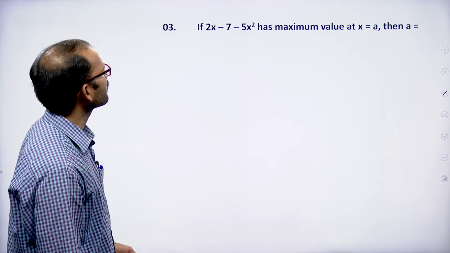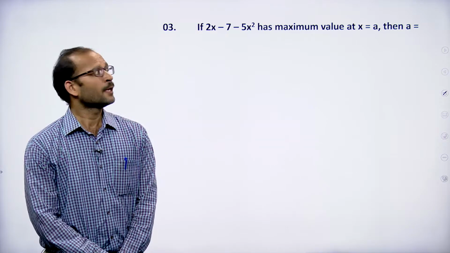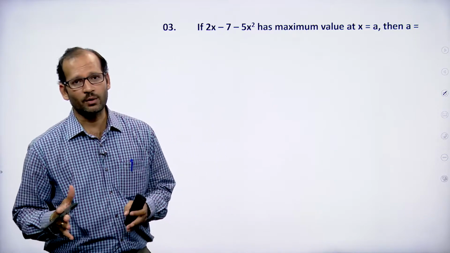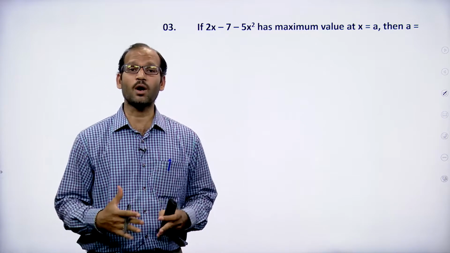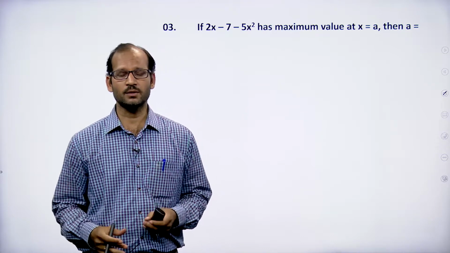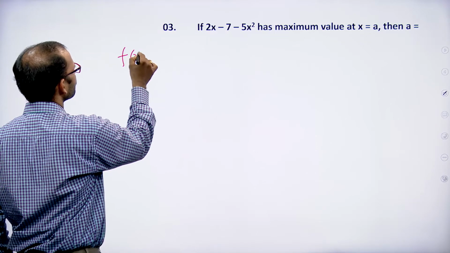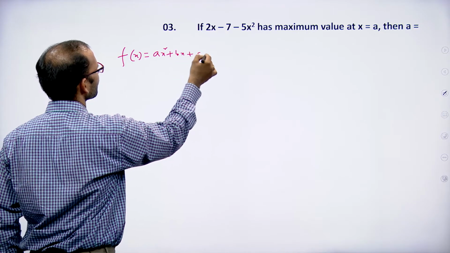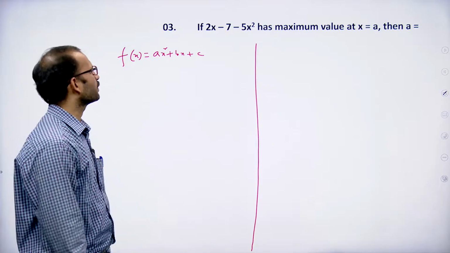Let us move to the next one. If 2x minus 7 minus 5x square has a maximum value, yes, let us discuss this once again. The maximum value of a quadratic expression, the minimum value of a quadratic expression. When will the quadratic expression have a maximum, when will it have a minimum, at what value of x will it have maximum and at what value of x minimum, that we should discuss. See, for example, f of x equals ax square plus bx plus c.